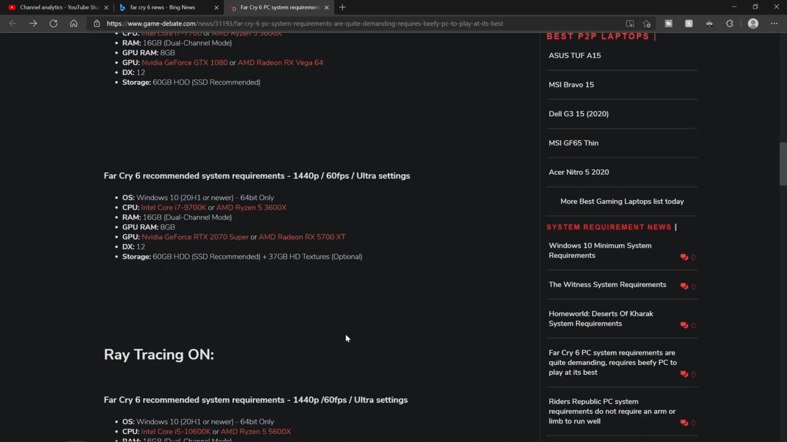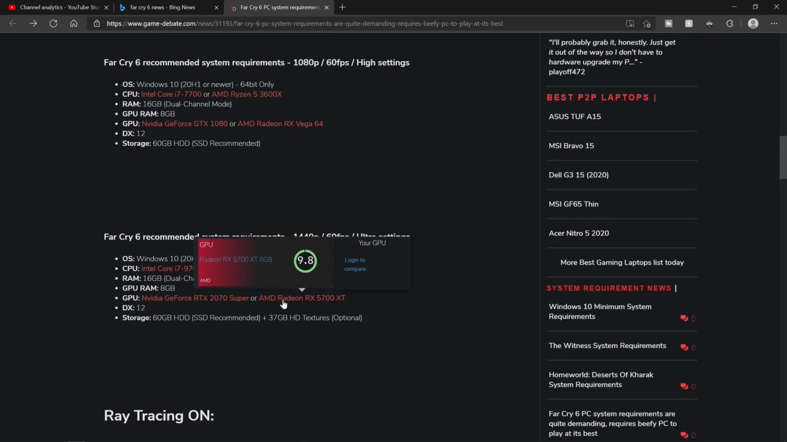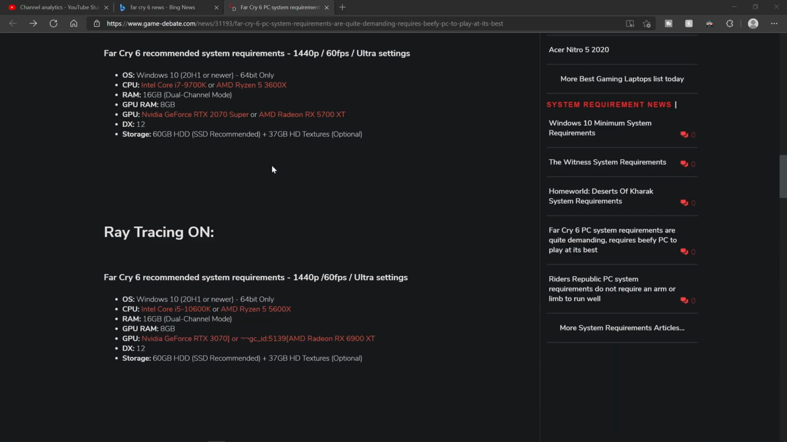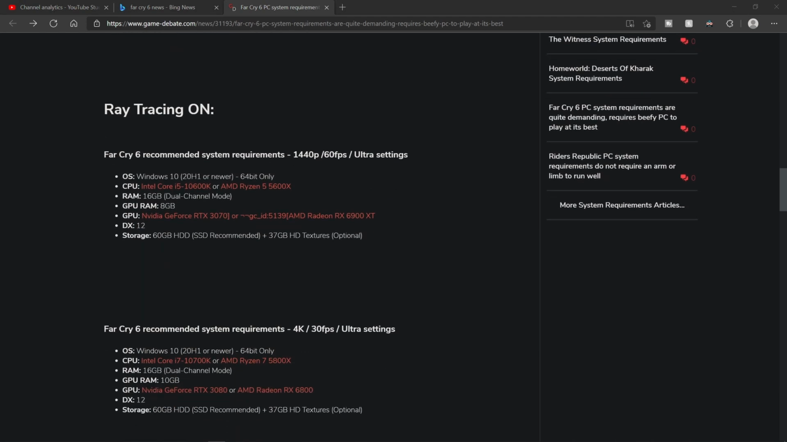So moving on to, oh, I forgot one thing. For the storage, it's a little bit different. You'll see now that it says 37 gigabyte HD textures, which is an extra add-on you can download for the HD textures. It's 37 gigabytes. So just keep in mind that if you have a system good enough for requirements like these, you should download that package and get better textures.